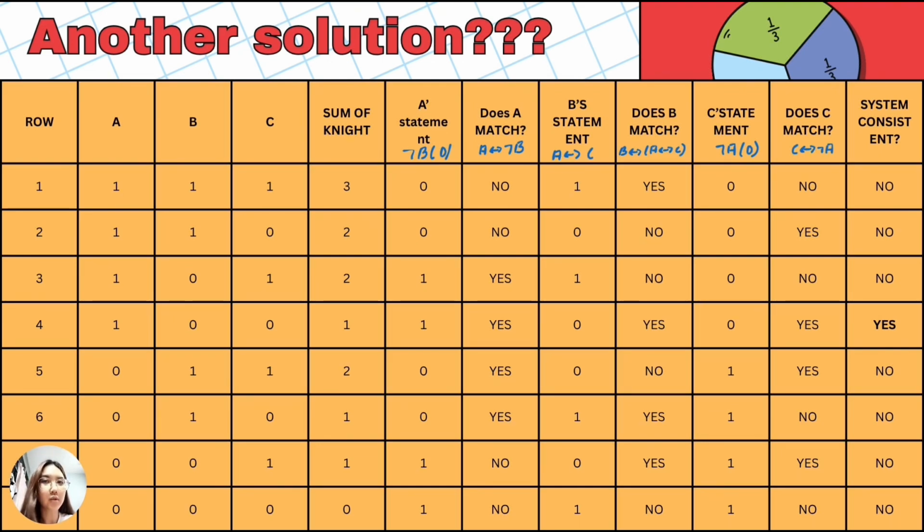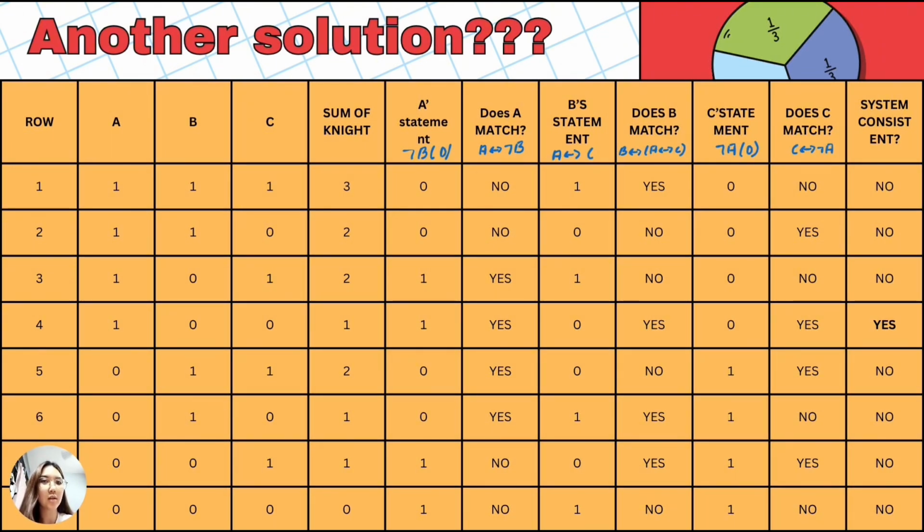For example, row 3. B is 0. Is it the same as the A statement, which is B is 0? Yes, they are the same. So we put 1 for it. And we have to check whether A matches, which means does the column A match with the A statement?